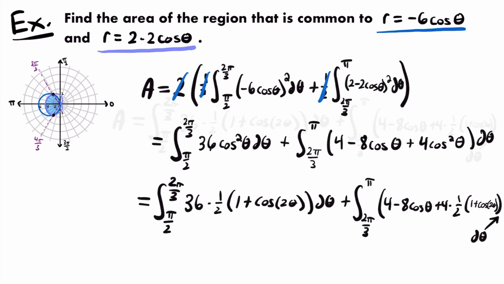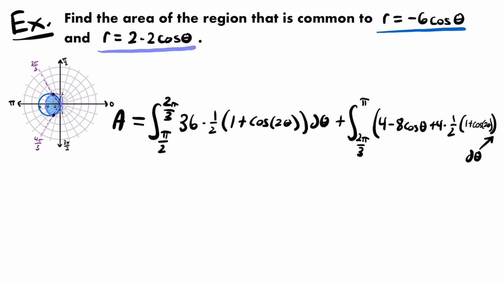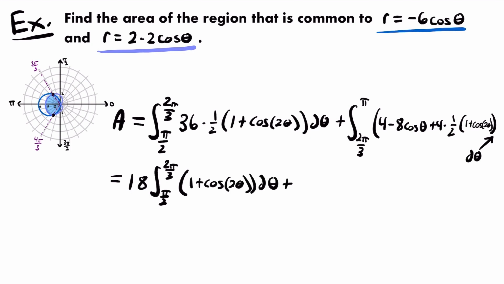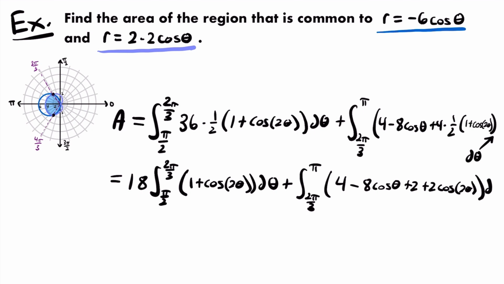Okay, so to simplify, 36 times 1/2 is 18, and then we can pull that 18 out to the front. So this will be equal to 18 times the integral from pi divided by 2 to 2 pi divided by 3 of 1 plus cosine of 2 theta d theta. And then we'll add that to the integral from 2 pi divided by 3 to pi of 4 minus 8 times cosine theta. And then we have 4 times 1/2, that's equal to 2. And then I'm going to multiply that 2 through this quantity. So we'll have 2 times 1, which is 2, and 2 times cosine of 2 theta. And so we'll have plus 2 times cosine of 2 theta d theta.